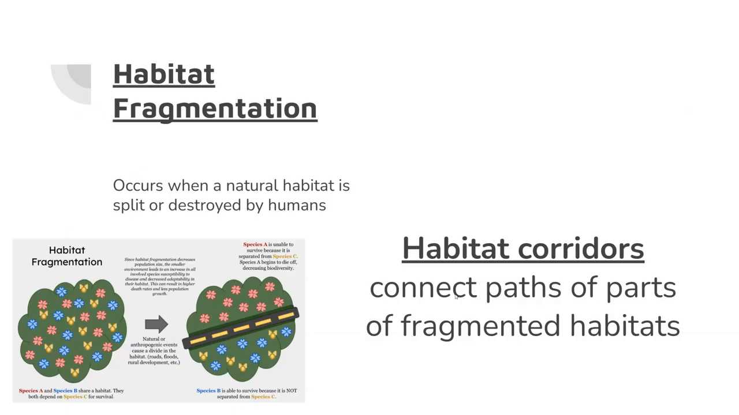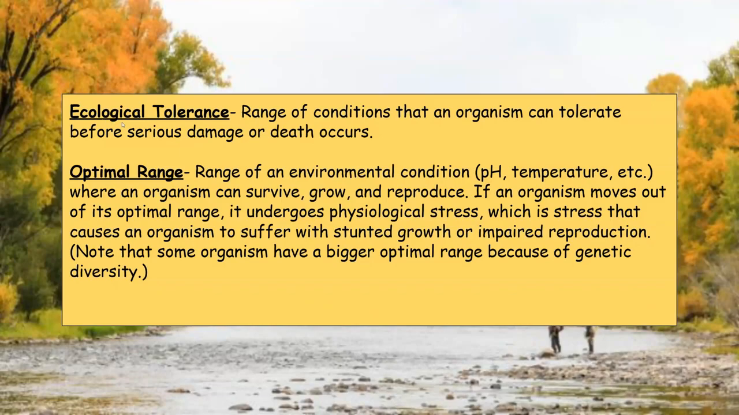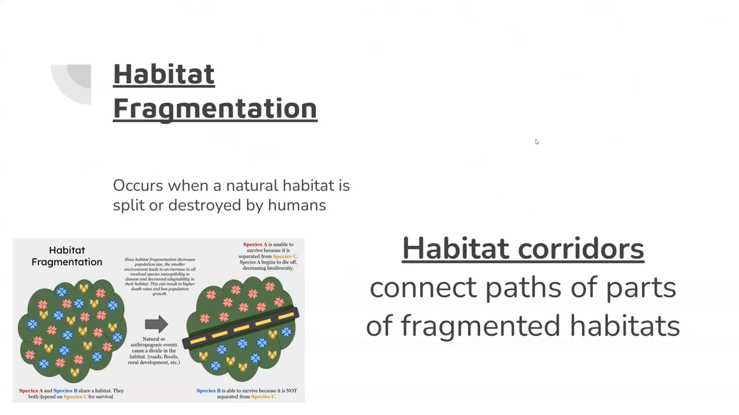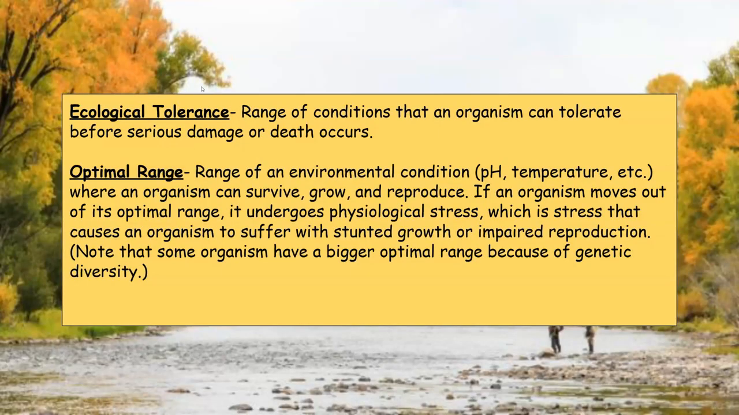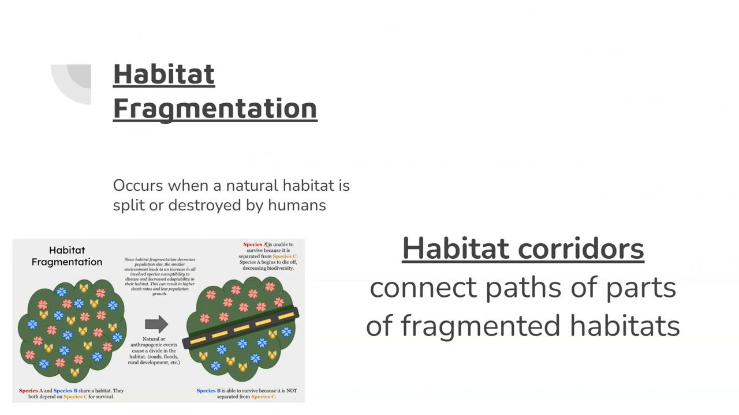All right. So, habitat fragmentation causes what we just discussed about ecological tolerance and optimal range. Habitat fragmentation causes these noises and stuff to be outside the optimal range. And habitat fragmentation occurs when a natural habitat is split or destroyed by humans.